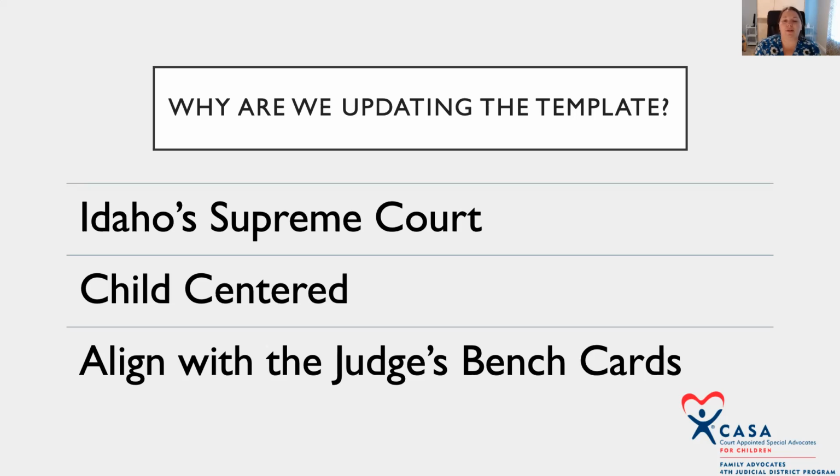These new report templates also align with the judge's bench cards. If you're unfamiliar with the bench cards, these are also used across all judicial districts, and they outline what a judge is and is not able to make a ruling on at that stage of the case. These should be provided to you by your advocate coordinator when they send you the new report template. You can also find them by going to the Idaho Supreme Court's website and searching for the judicial bench cards.